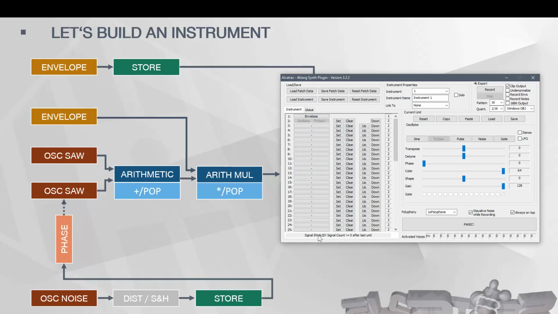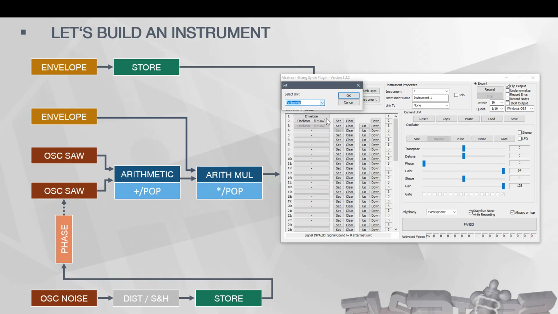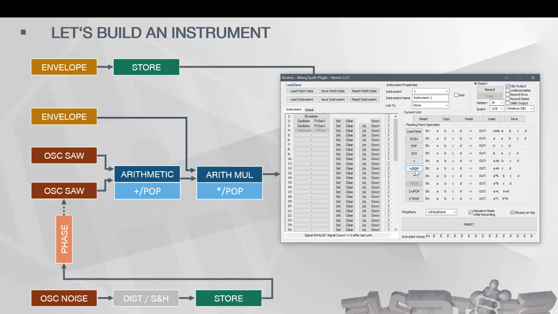Also, when you see it here on the bottom, there's a little signal count. If after the last unit the signal count is not 0, it will give you an invalid signal warning. So you can already see that something's wrong with the stack. Okay, so yes, we have a second oscillator. We're going to push it right after, and then we have this arithmetic plus pop. Same thing, plus, select the unit, arithmetic, and we set it to plus pop.